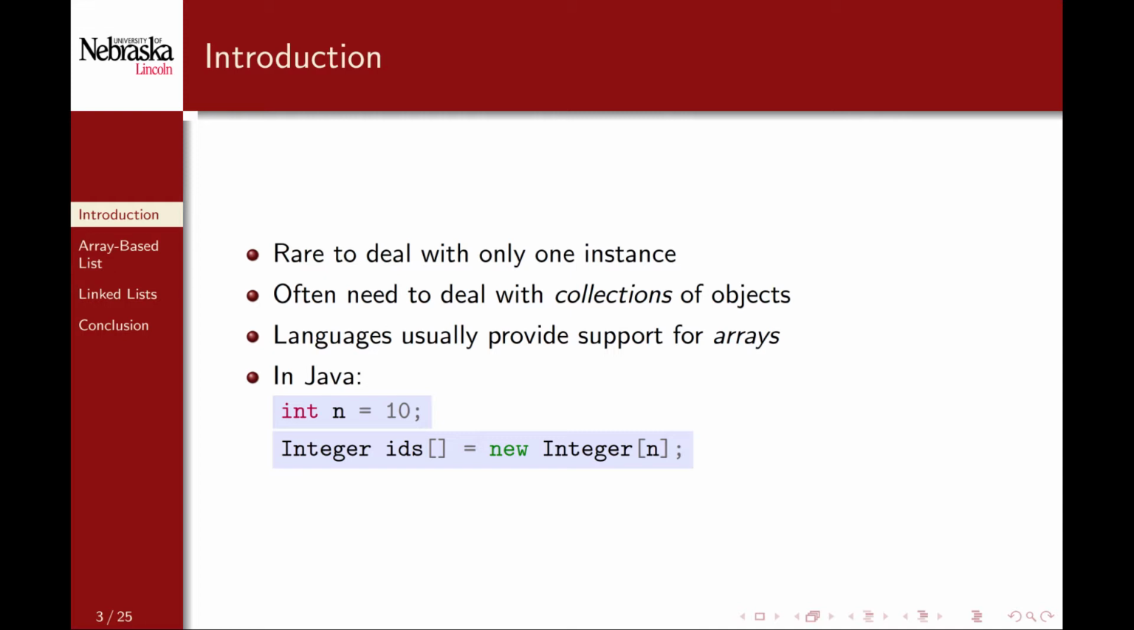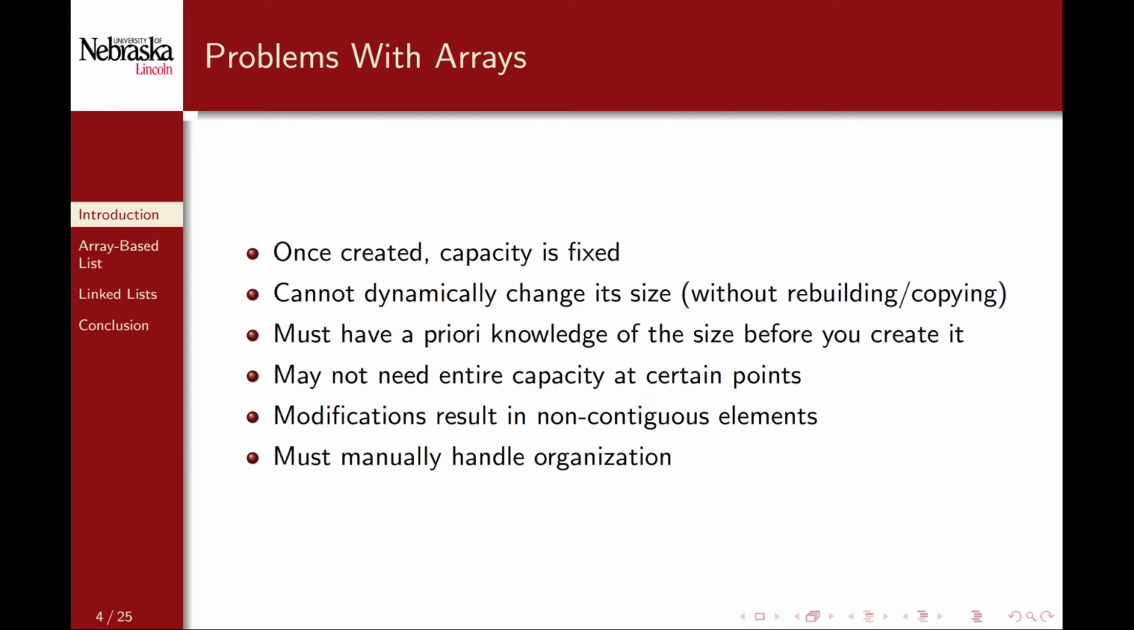Instead, it is usual to store multiple pieces of similar data in a collection of some sort. Many languages usually provide support for this via arrays, either dynamic or static. Java, for example, has dynamic arrays that can be initialized using the new keyword. But as you've also probably experienced, arrays are not an ideal solution in many cases.